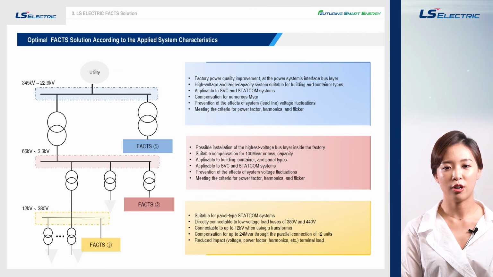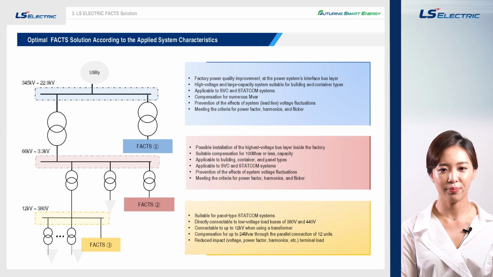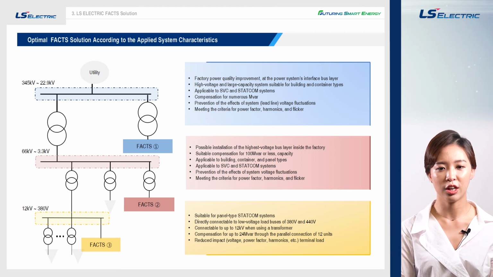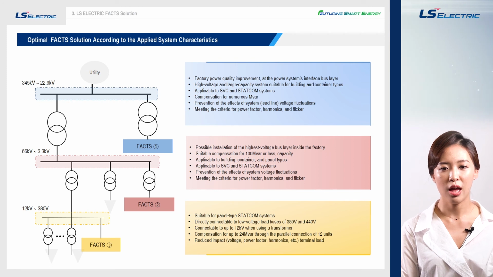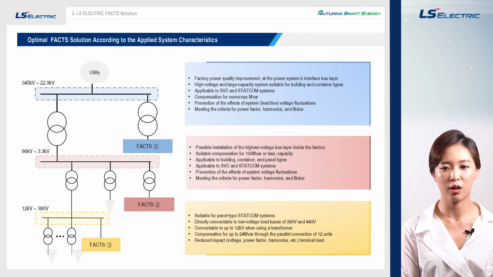LS Electric offers optimal FACTS solution according to the applied grid characteristic. For high voltage and large capacity systems, building and container type are suitable, and mobile or compact type can be applied for systems with capacity of 100 megawatts or less. In addition, we can cover the medium and low voltage lines with panel type STATCOM system.